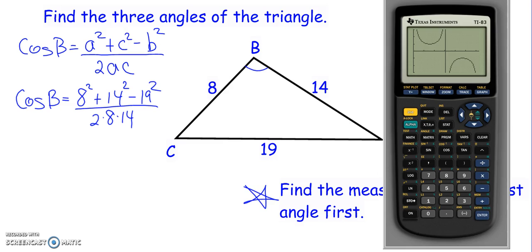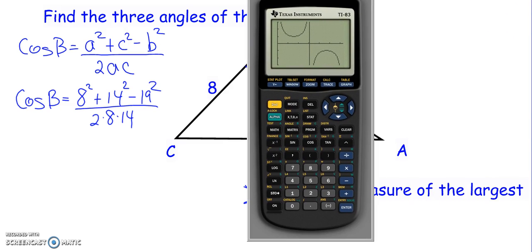Both of these two sections are very calculator heavy, so I'm going to clear out of that, and what I've got is 8 squared plus 14 squared minus 19 squared. Now, I prefer to hit enter now, because if I do the division key, I would need to use parentheses, so do find a way that works for you.